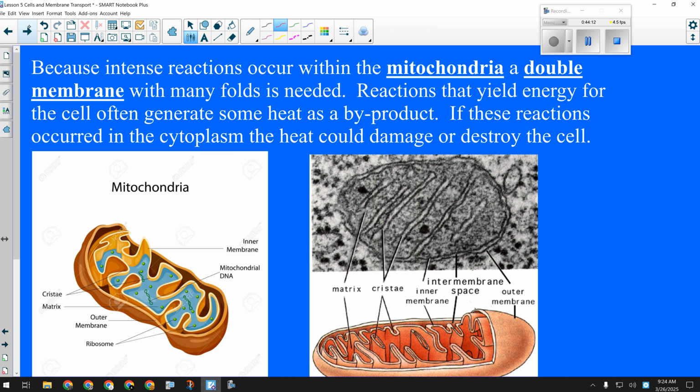Mitochondria. The mitochondria is in both plant and animal cells. This is where cellular respiration occurs. If you wanted a quick function of the mitochondria, cellular respiration. Sugar is broken down in the presence of oxygen, producing carbon dioxide and water.